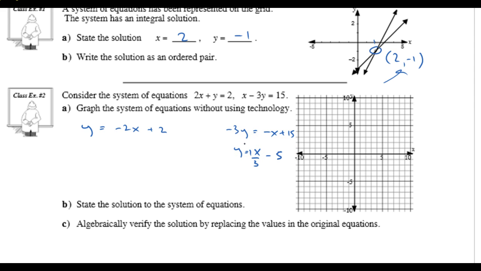Now that I have it in y equals form, this can be 1 and this can be 2 here, just so we're clear. So I'm going to go ahead and graph those.